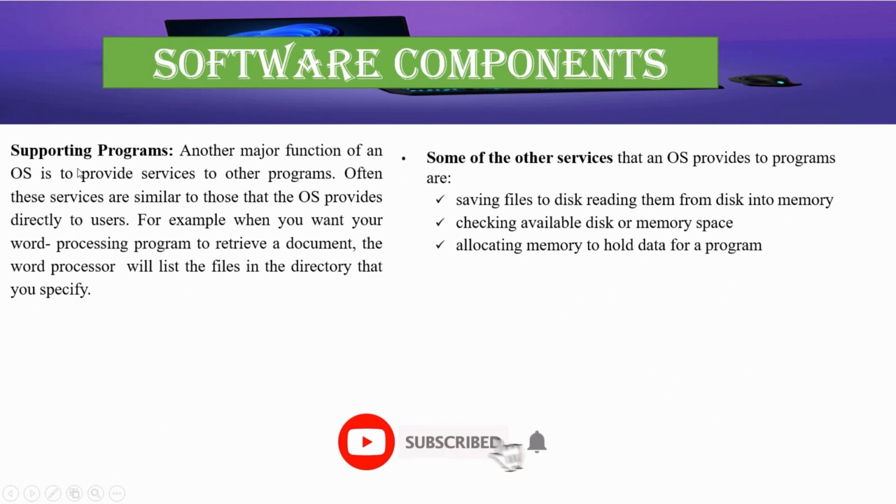Another function of OS is supporting programs. Another major function of an OS is to provide services for other programs. Often these services are similar to those that the OS provides directly to the user. For example, when you want a word processing program to retrieve a document, the word processor will list the files in the directory that you specify. That means if you have saved a document in Microsoft Word or on the desktop, you are going to locate it where you have saved it.